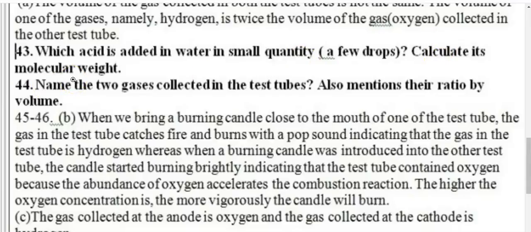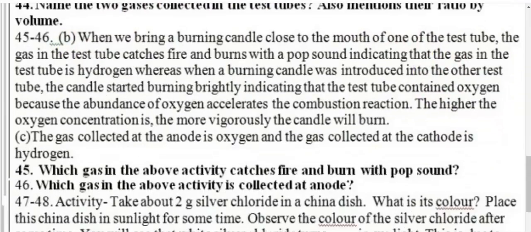And now you have to calculate its molecular weight. H2 means hydrogen is 1 into 2, S means mass number is 32, oxygen 16. So 16 fours are 64 plus 32 plus 2. It comes out to be 98. Do it in a nice manner. Name the 2 gases collected in the test tube and also mention their ratio. So we have just discussed 2 gases, hydrogen and oxygen. Hydrogen is double oxygen.